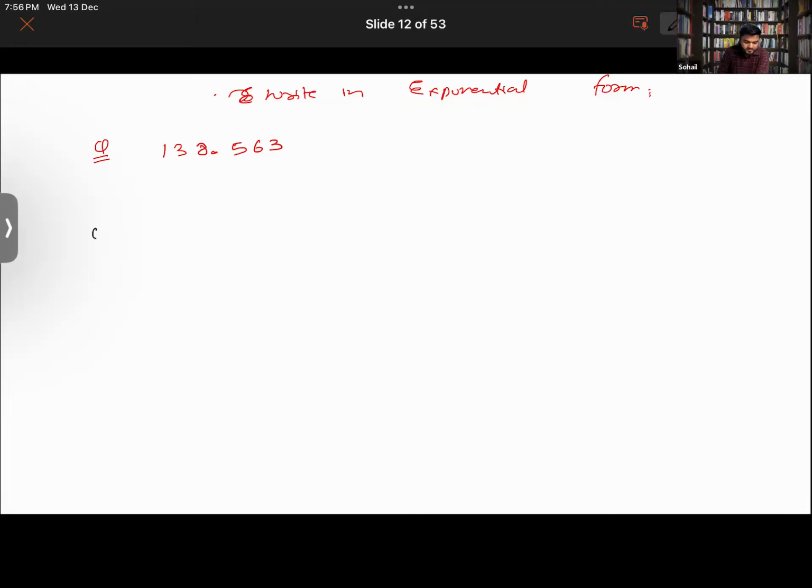After this question, we will be solving another question. You will have to write it in the standard form. Write in the standard form. The number will be 0.0016. Okay. This is the question.